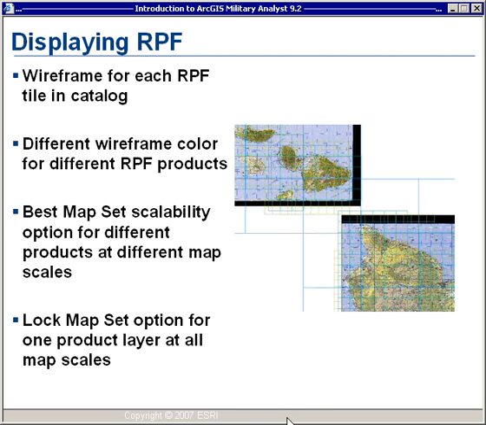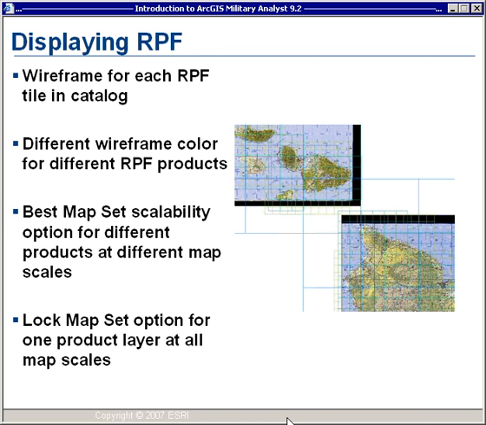RPF catalogs have two different options for displaying the different RPF products at different map scales. The best map set option will change the RPF product as you zoom in or zoom out through different map scales. So as your map scale changes, the RPF displayed in the map will change, literally choosing the best map set for that map scale.